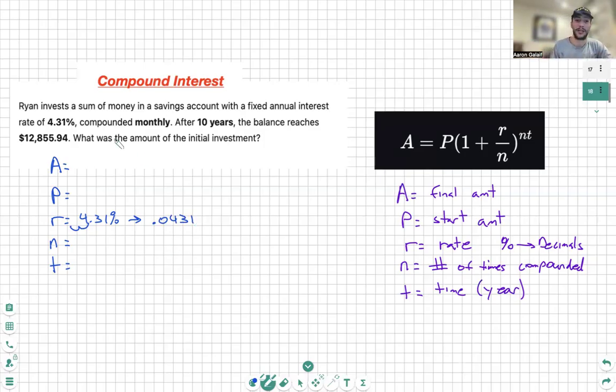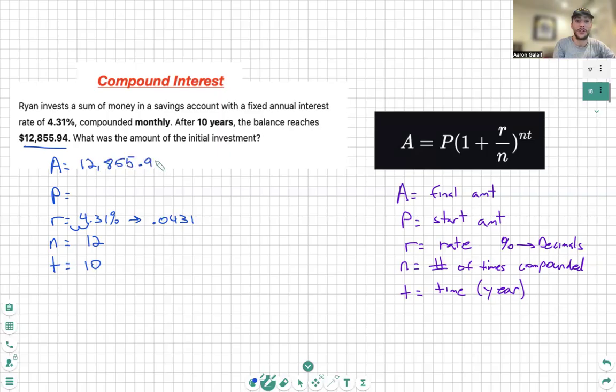Next, we're going to read the sentence. Compounded monthly. So it says compounded, so we know we're using our compound interest formula. And monthly is how many times within the year? Well, that's 12 times in a year. So our N is 12 due to the monthly term. Next, it says after 10 years, the balance reaches $12,855.94. Well, T is our time, so 10 years. And our balance becomes that value, so 12,855.94 is our final amount.